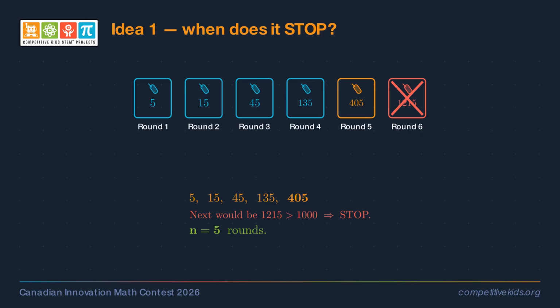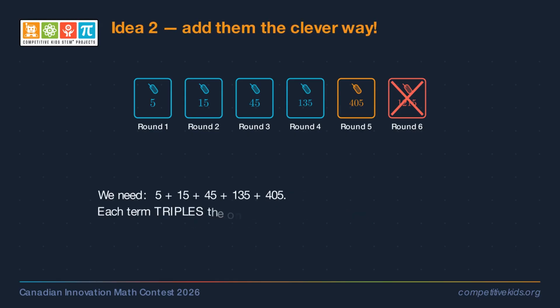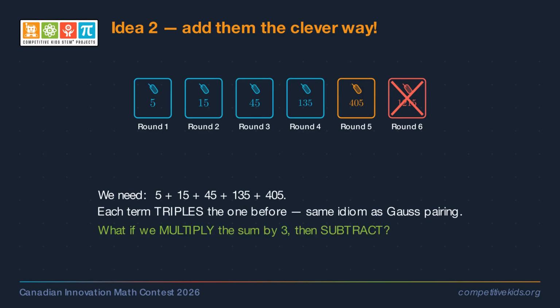Now we need the sum. 5 plus 15 plus 45 plus 135 plus 405. Now idea 2. Each term triples the one before. That's the same kind of structure as the bookshelf problem, but multiplying instead of adding. Remember how we wrote the sum forwards and backwards, then added? Here we'll do the geometric version. What if we multiply the whole sum by 3, then subtract?